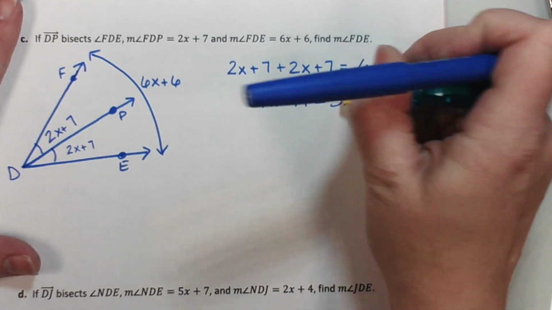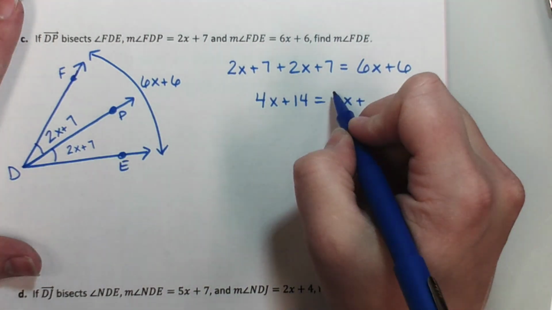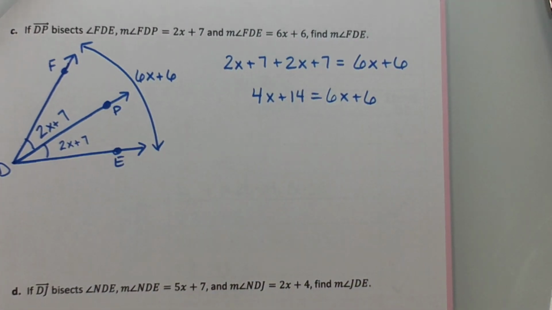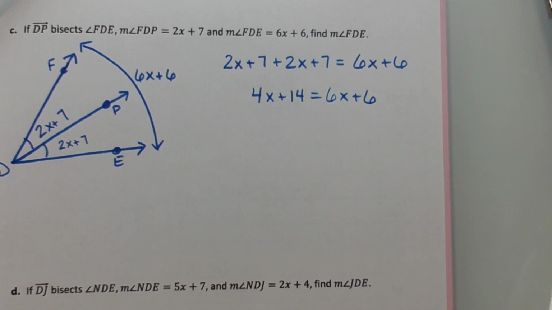Don't mind me, I got distracted for a second. 4x plus 14 equals 6x plus 6. Okay, can we not draw sticks? I'll do the answers. This is moving way too slow. Go for a walk real quick. Be back in 5 minutes.